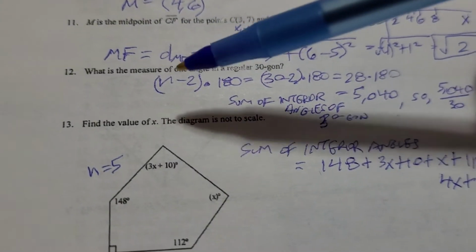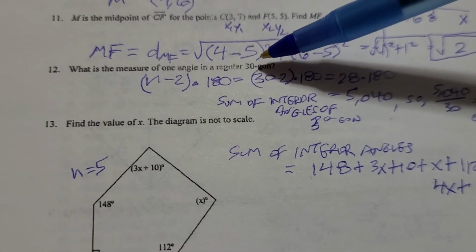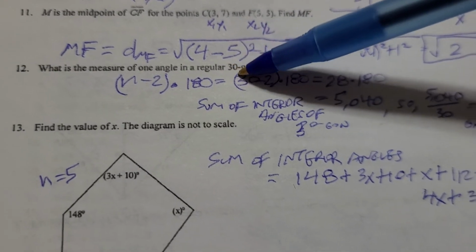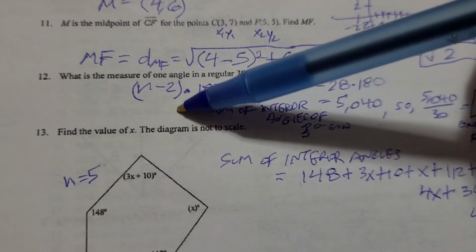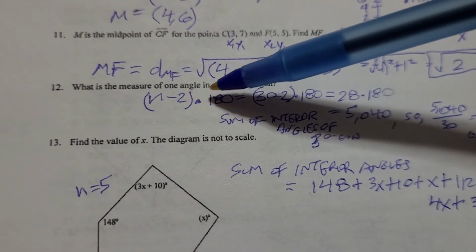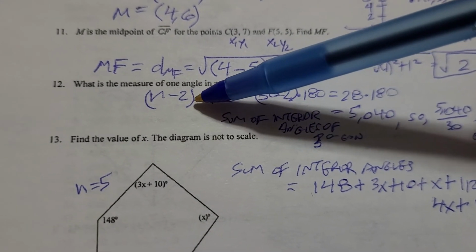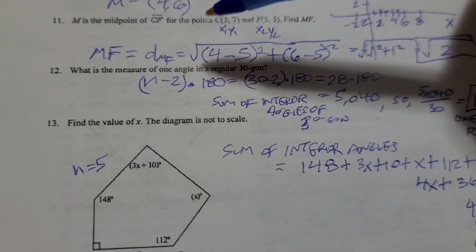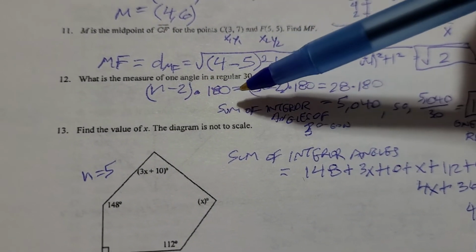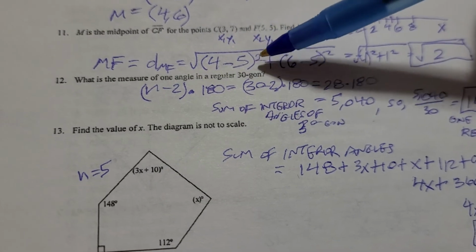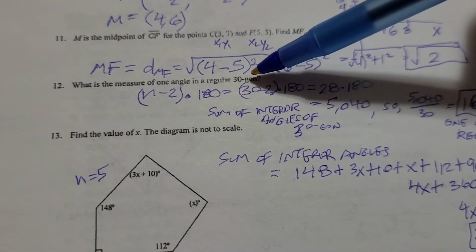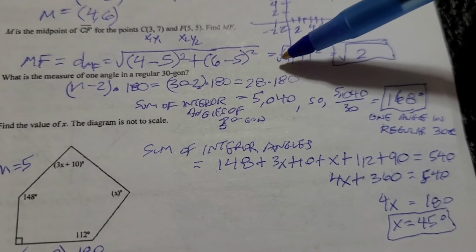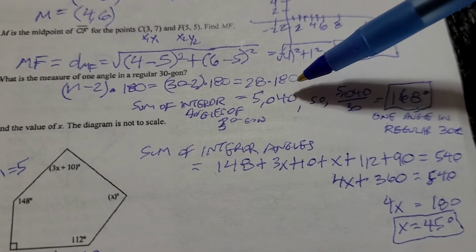Anyway, number 12. What is the measure of one of the angles of a regular 30-gon, which means a 30-sided polygon? So we're going to have to remember the formula n minus 2 times 180, which tells us what is one of the angles of a regular polygon. So I'm saying n minus 2 times 180. Our n here is 30. You know that because it's a 30-gon. 30 minus 2 is 28. 28 times 180 is going to be 5,040.